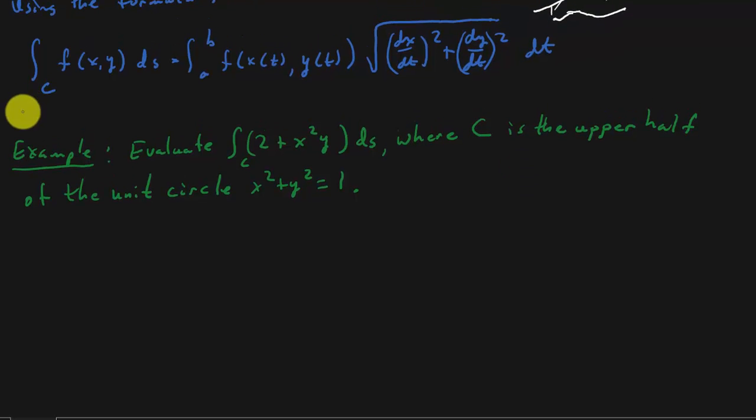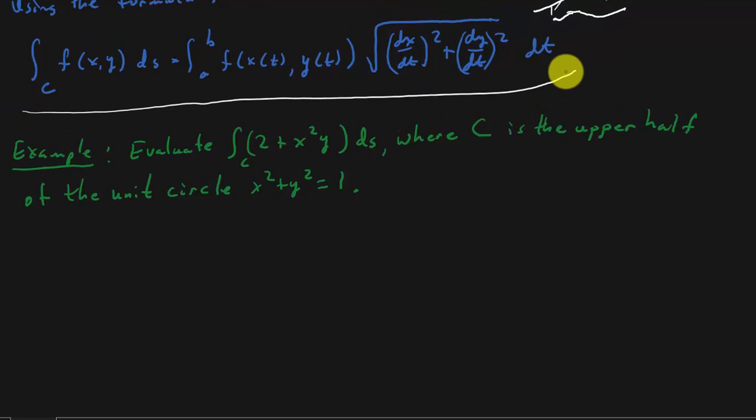So let's go ahead and look at some examples. Keep in mind, this is our formula right here. It says evaluate the integral over the curve C of 2 plus x squared y ds, where C is the upper half of the unit circle, x squared plus y squared equals 1.